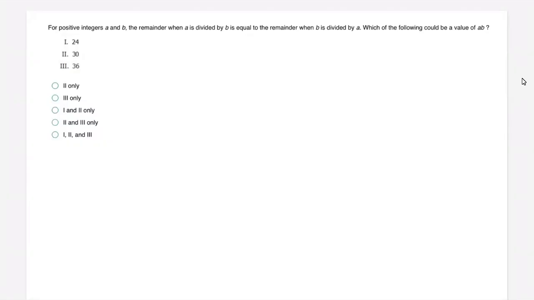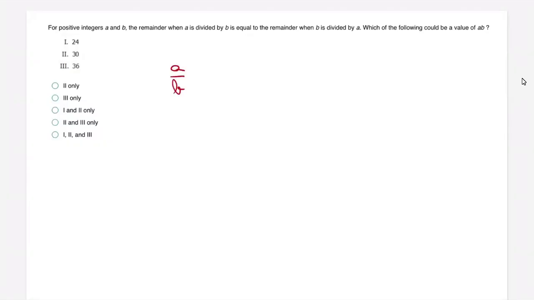Let's do it. For positive integers a and b, the remainder when a is divided by b is equal to the remainder when b is divided by a. Which of the following could be the value of a times b? Okay.